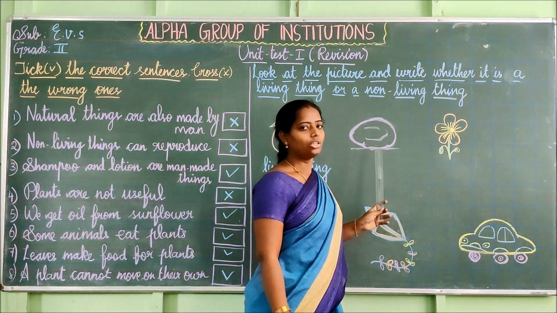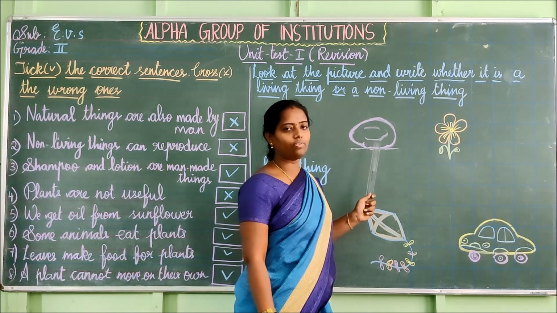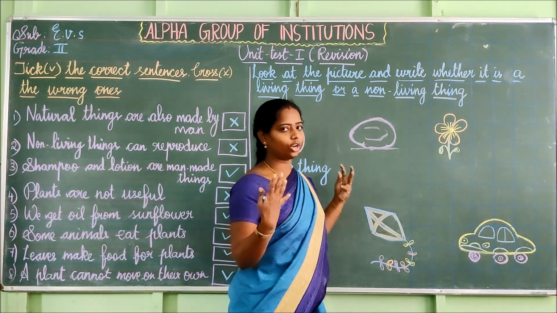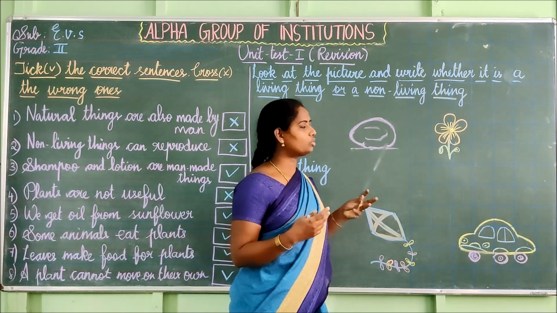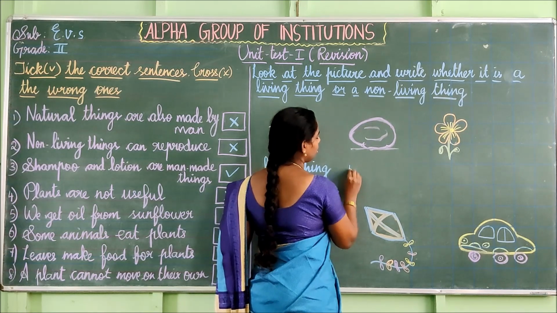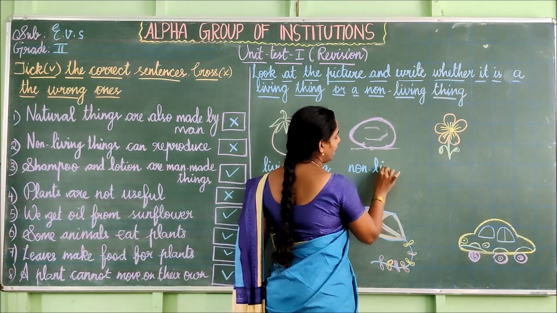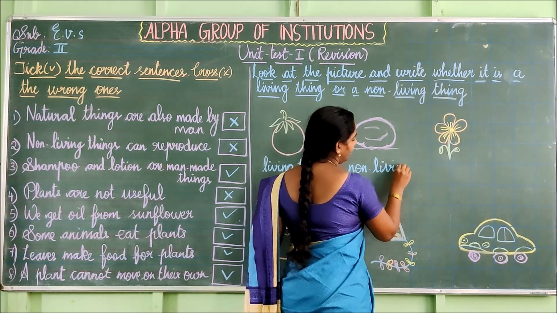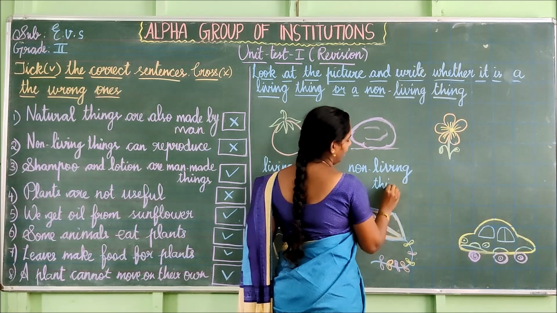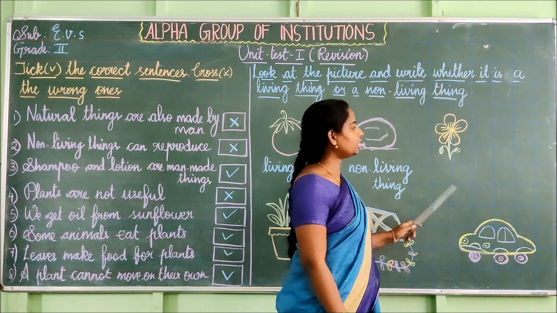Okay. What is the second picture? See, it is a stone. What is it? It is a stone. Is it a living thing or non-living thing, children? It is a non-living thing, isn't it? Because it cannot move, it cannot grow. So we are saying this is a non-living thing. So you have to write non-living thing here. N-O-N, non-living. L-I-V-I-N-G, non-living thing. T-H-I-N-G, non-living thing.